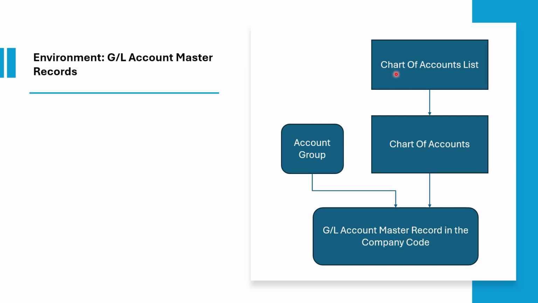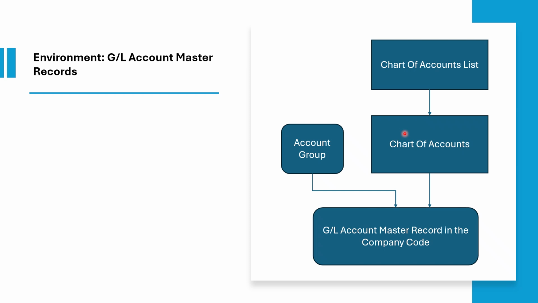Maybe one chart of accounts for Germany, one for the UK, one for the USA, one for India, one for China, one for Latin American countries, one for Canada, like that. So there can be several charts of accounts, and this is called the chart of accounts list. Then the next object is our chart of accounts. A chart of accounts in SAP is a list of all GL account master records which are used in one or several company codes.